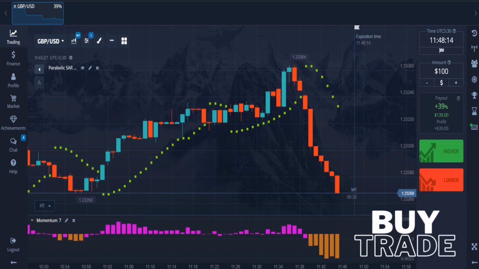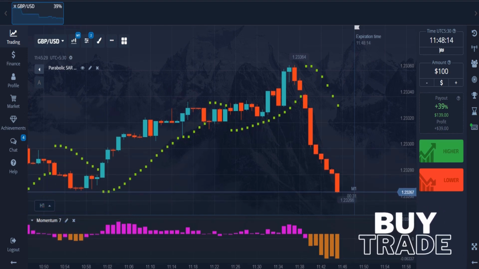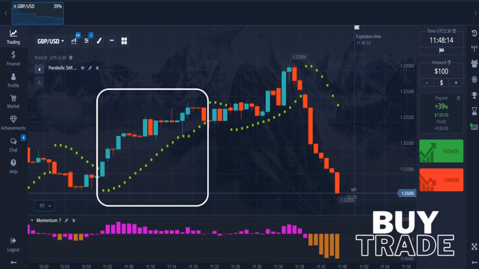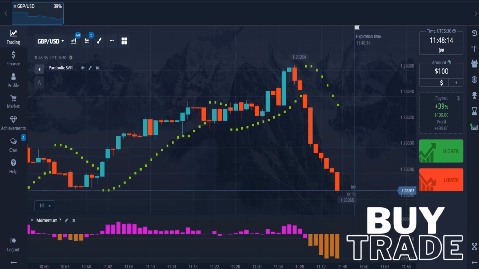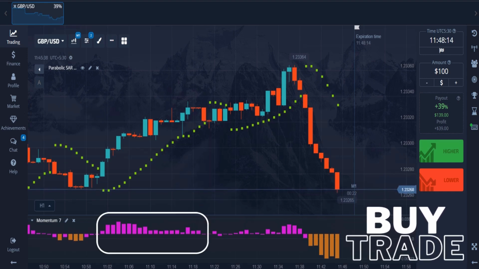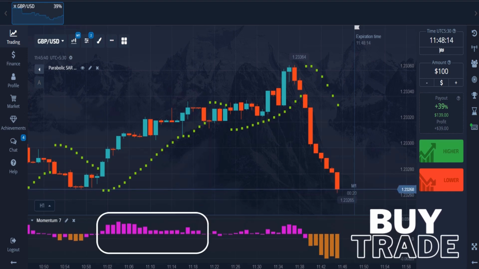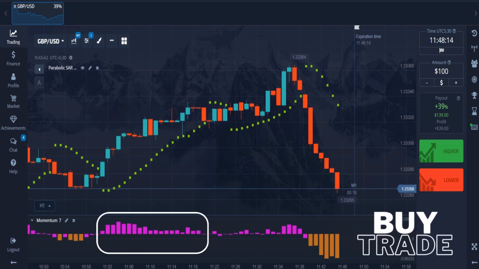For a buy trade, look for strong bullish momentum. Check the Parabolic SAR. When the dots start forming below the candle, that's the signal. Simultaneously, the momentum indicator bar should be above the zero line. That's the right time to take a buy trade.